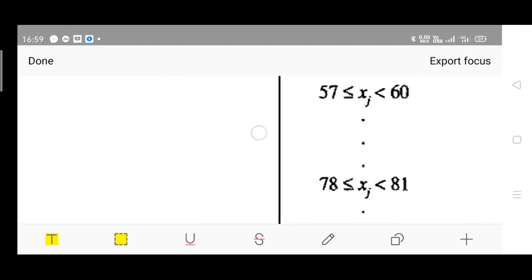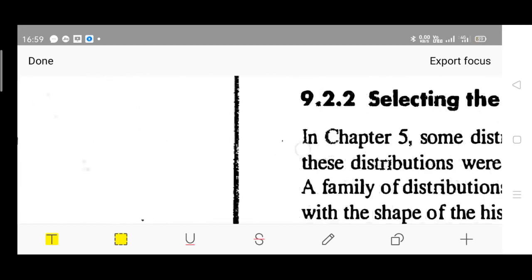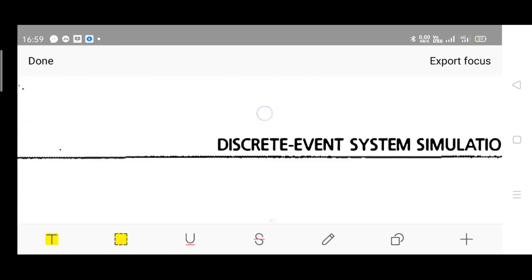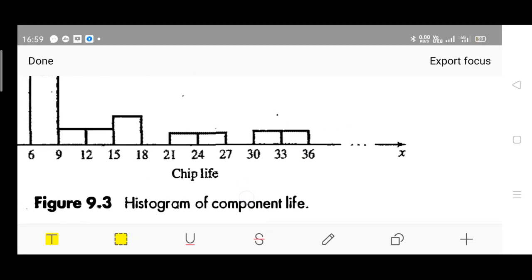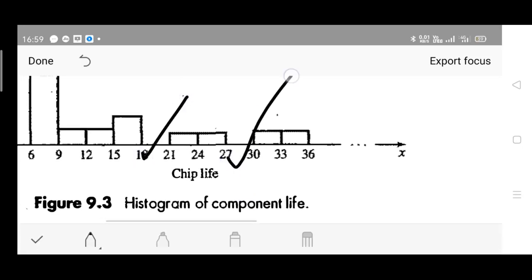The same thing you are supposed to observe over here in the histogram diagram. Yeah, 18 to 21, just observe this area, it is 0. 27 to 30, it is 0. Very simple, right? Histogram of the component life. Please note down the concept.